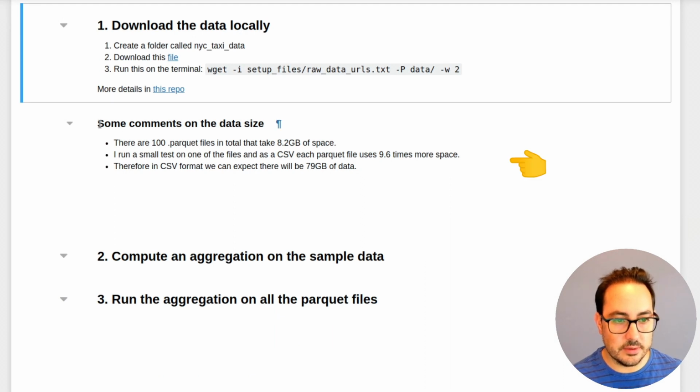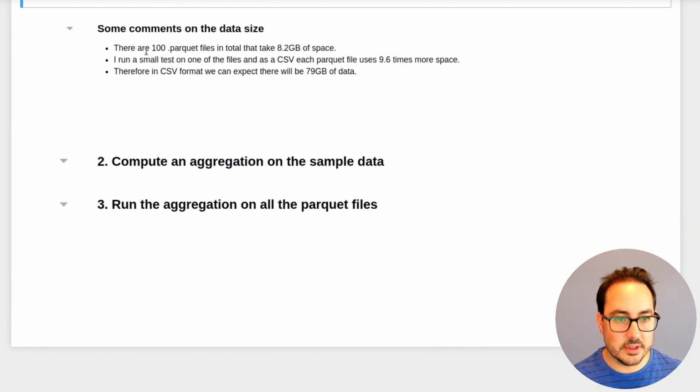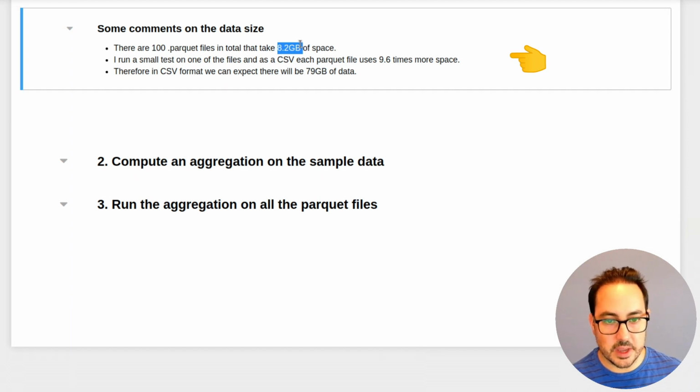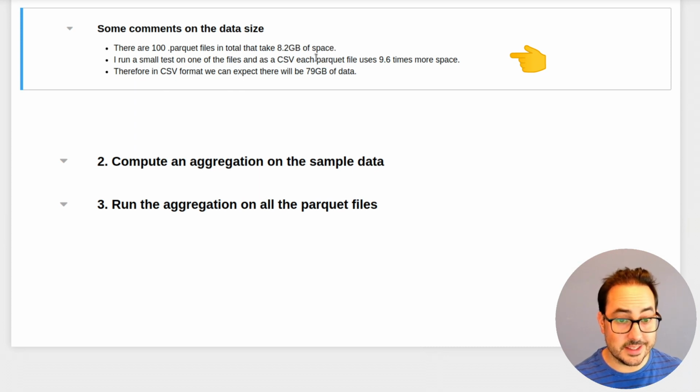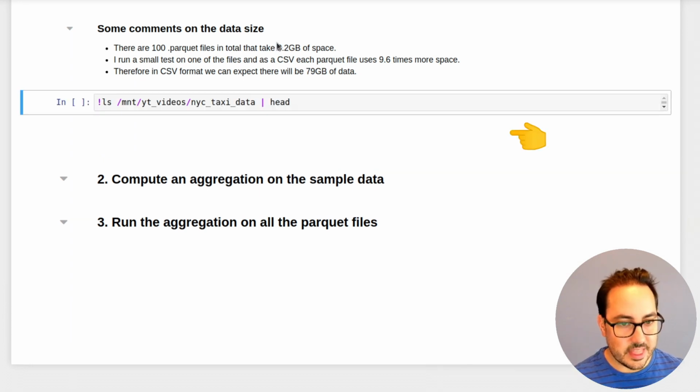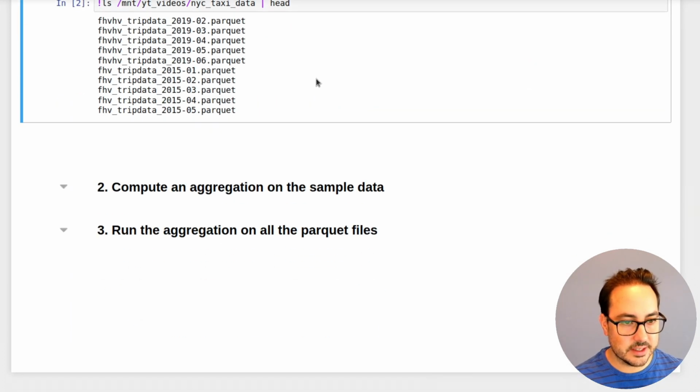Just to give you an idea, these are 100 Parquet files that in total take about 8 GB of space. But as the Parquet files are compressed, if we would have used CSV file format, this would be almost 80 GB of data. So these are some of the file examples.